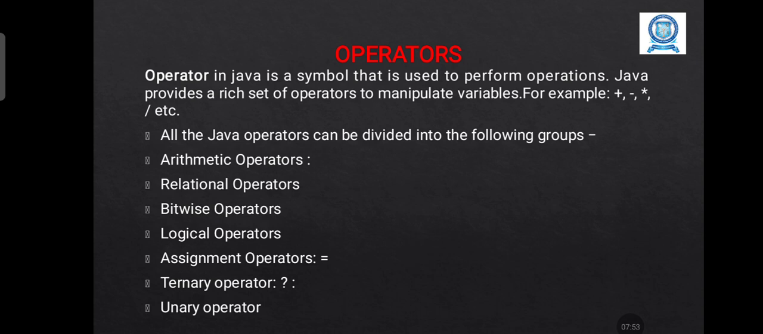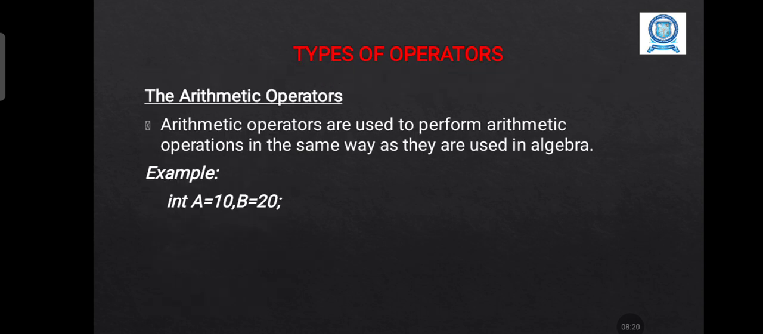Let us see the concepts of operators. Operator in Java is a symbol that is used to perform certain operations. Java supports a rich set of operators to perform various operations on the data variables. We can classify the operators into several groups such as arithmetic operators, relational operators, bitwise operators, logical operators, assignment operators, ternary operators and unary operators.